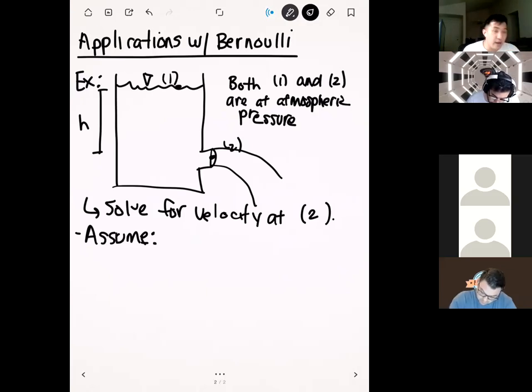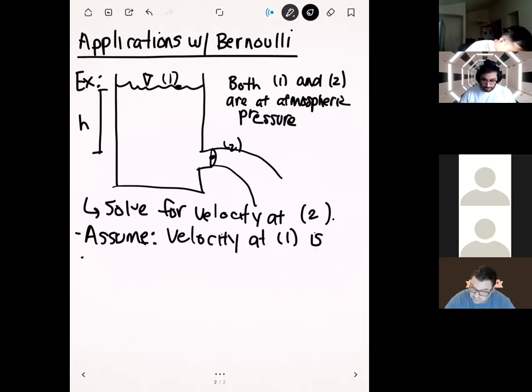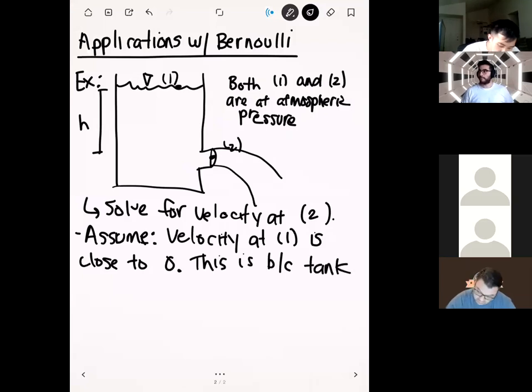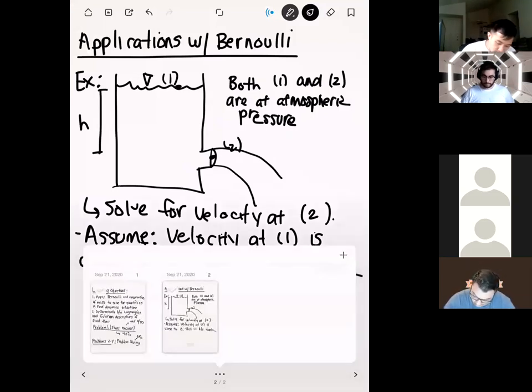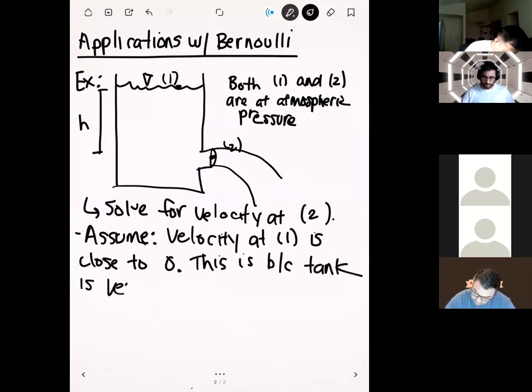In these situations where you have a very large tank like this, obviously there's water coming out of the tank. But if the tank is wide enough, we can assume that the velocity at the top of the tank is basically going to be 0. Again, this is because the tank is very large.